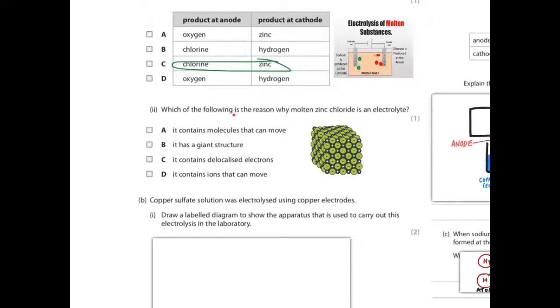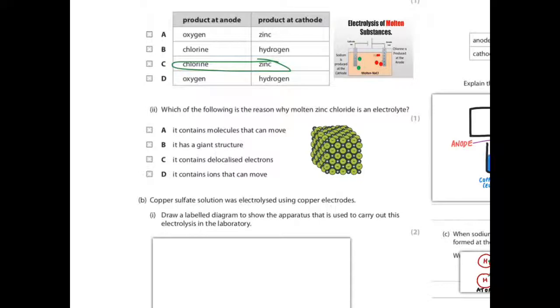Which of the following is the reason why molten zinc chloride is an electrolyte? So molten means melted. An electrolyte is something which contains charged particles and can conduct an electric current. So obviously an ionic lattice contains ions. It contains molecules that can move. No. It has a giant structure. That's true, but not relevant to why it's an electrolyte.